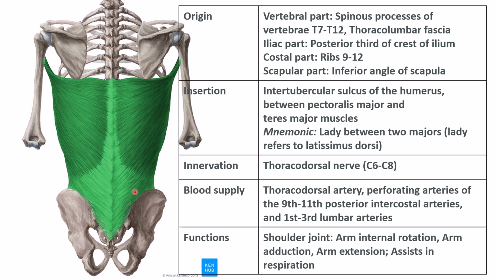The latissimus dorsi inserts into the intertubercular sulcus of the humerus between the pectoralis major and the teres major muscles. It is innervated by the thoracodorsal nerve, and its blood supply is the thoracodorsal artery, as well as the perforating arteries of the ninth to 11th posterior intercostal arteries, as well as the first two-third lumbar arteries.